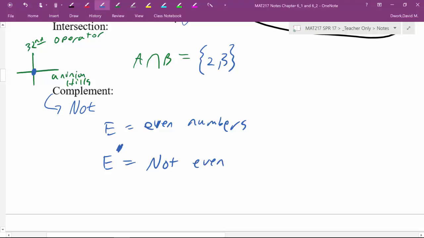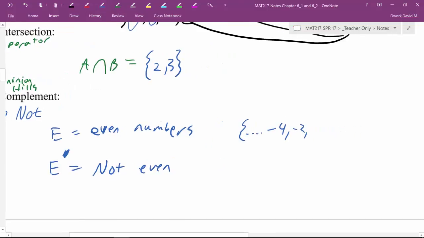All right. So if the set of even numbers was 2, 4, and you could include the negatives if you wanted to, dot, dot, dot, negative 4, negative 2. Is 0 an even number? Depends on the textbook. I'm going to argue no, so I'm going to skip over that. We'll go 2, 4, 6, and so on. So what would be included in the not evens?